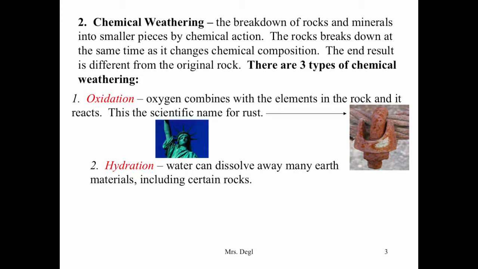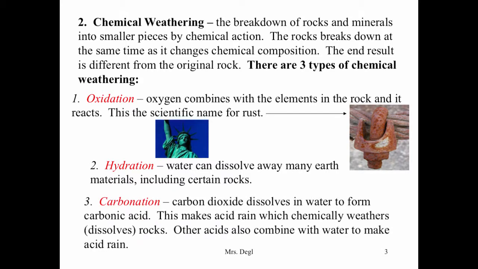The second type of chemical weathering is called hydration, and that's where water can dissolve away many earth minerals, including certain rocks. So when rock is constantly being exposed to water and it starts to break down and weather away, that is chemical weathering.